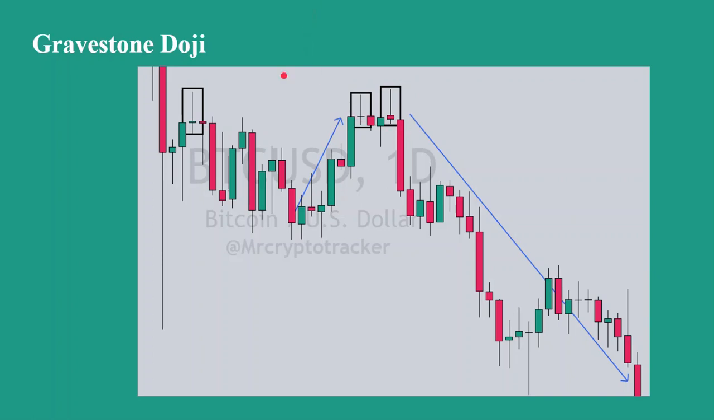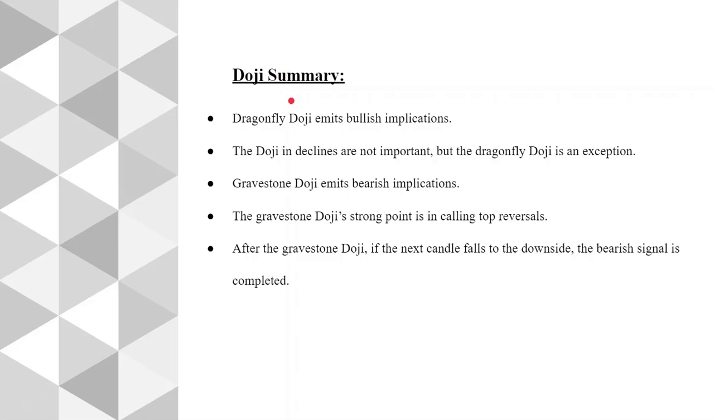Let's summarize what we learned about doji candles. Dragonfly doji emits bullish implications. The doji in declines are not important, but the Dragonfly doji is an exception. Gravestone doji emits bearish implications. The Gravestone doji's strong point is in calling top reversals. And after the Gravestone doji, if the next candle falls to the downside, the bearish signal is completed.